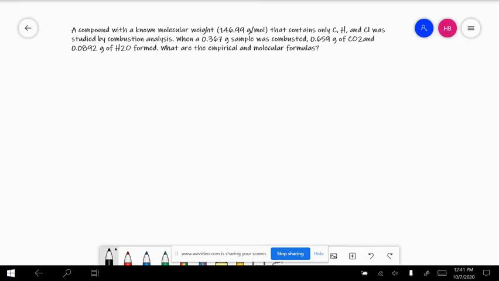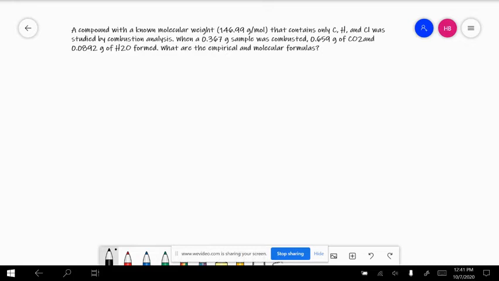This time we're going to do a combustion analysis problem that has more than just carbon and hydrogen in the hydrocarbon. So let's read the problem. A compound with a known molecular weight, 146.99 grams per mole, that contains only carbon, hydrogen, and chlorine was studied by combustion analysis. When a 0.367 gram sample was combusted, 0.659 grams of carbon dioxide and 0.0892 grams of water are formed. What is the empirical molecular formula?